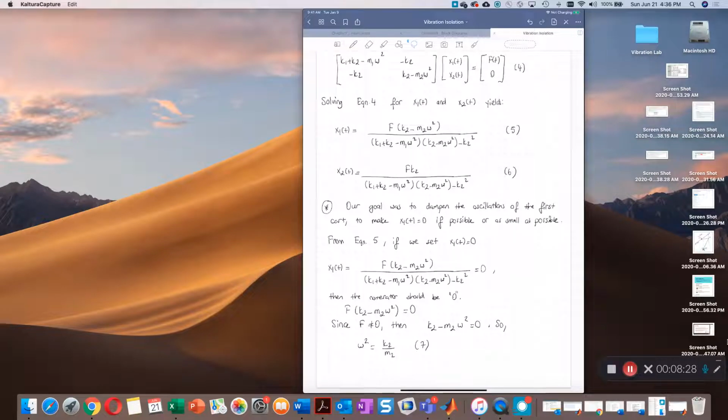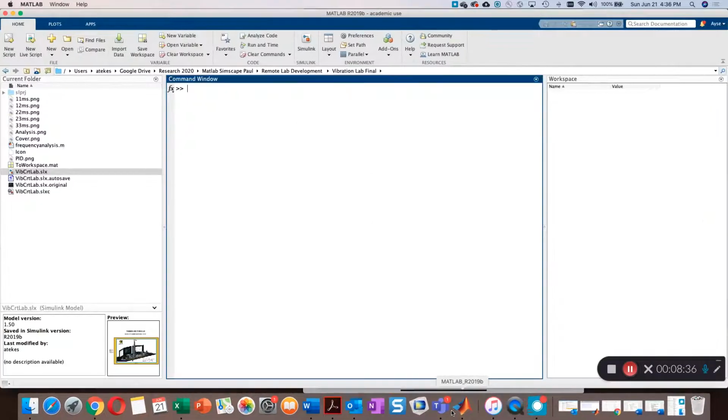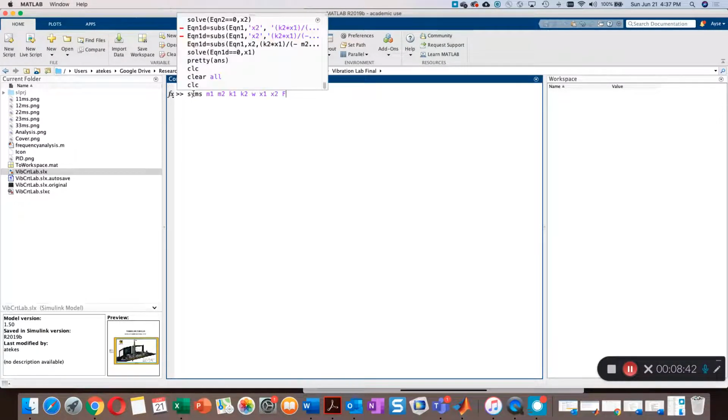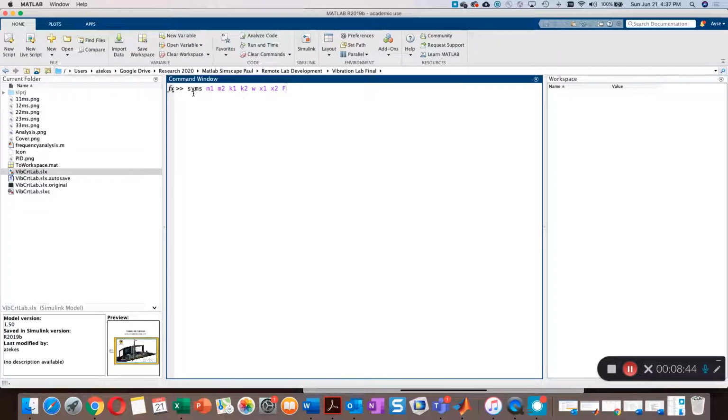So my question to you, how can we find x1 and x2? Going back to MATLAB from here, let's write the equations, but I have to use the symbolic toolbox. So from here, I'm going to define the symbolic variables using syms. So I have to define m1, m2, k1, k2, omega, x1, x2, and f. After this, let's write the first equation.